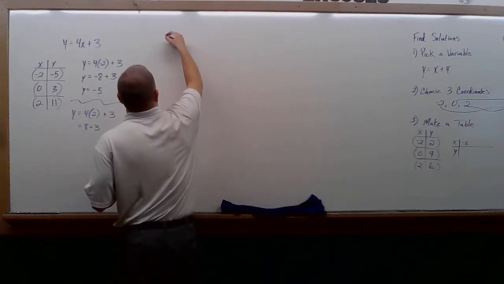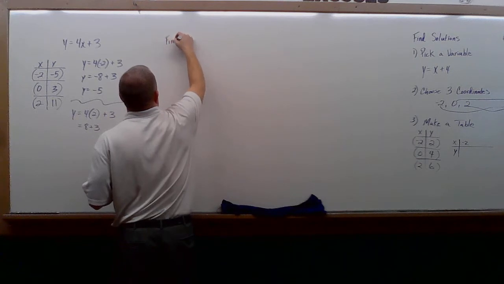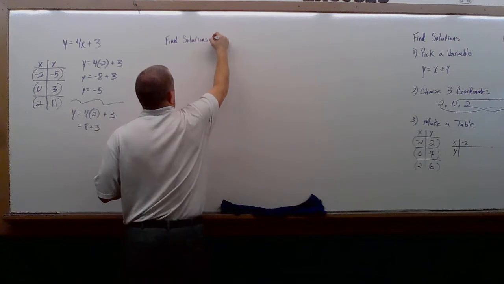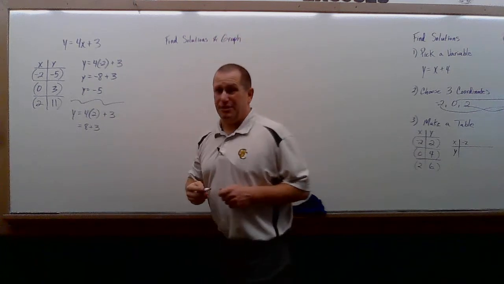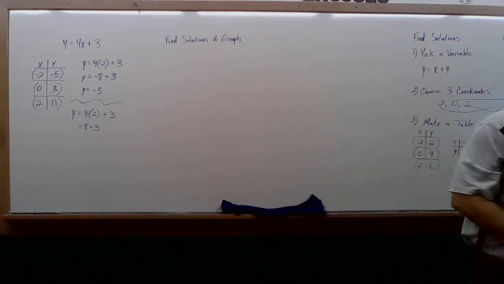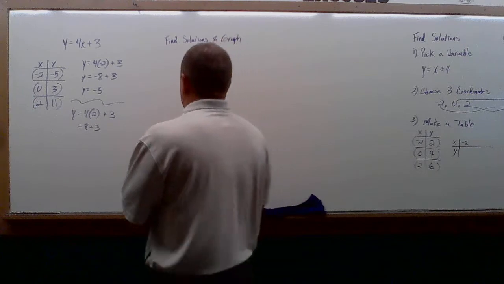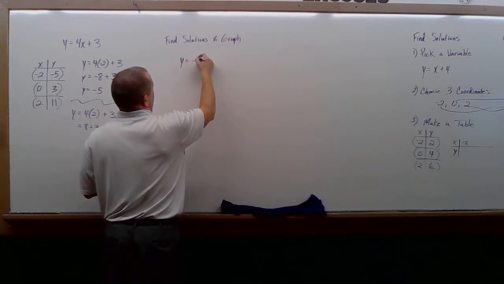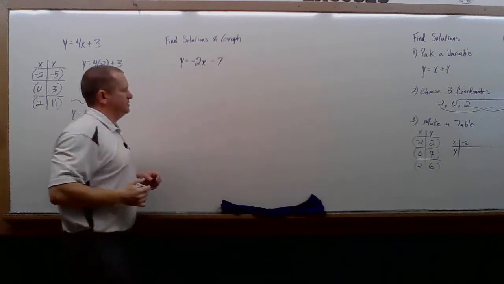All right. So the next example that we want to do is to find solutions and graph. So now we're doing the exact same thing, but we're doing one more step, and that is to graph the actual points that we make. The next one I want to look at is something like this. y equals, let's make it a negative, negative 2x minus 7, for instance.